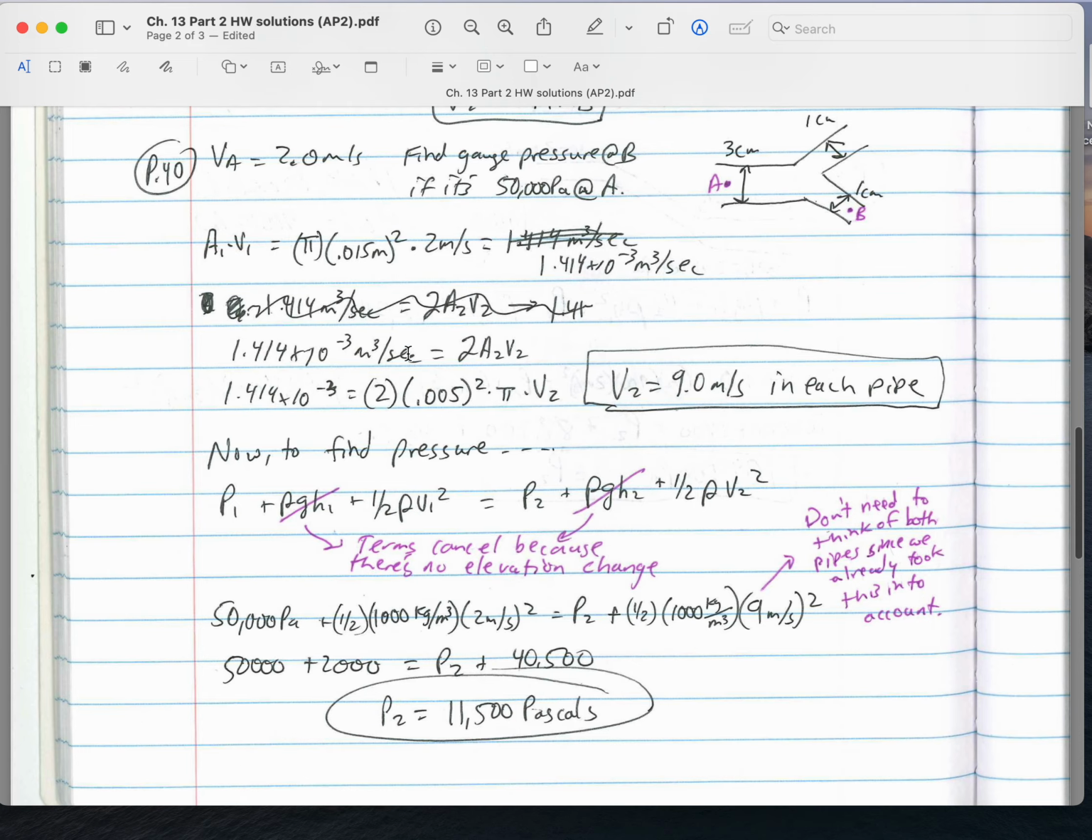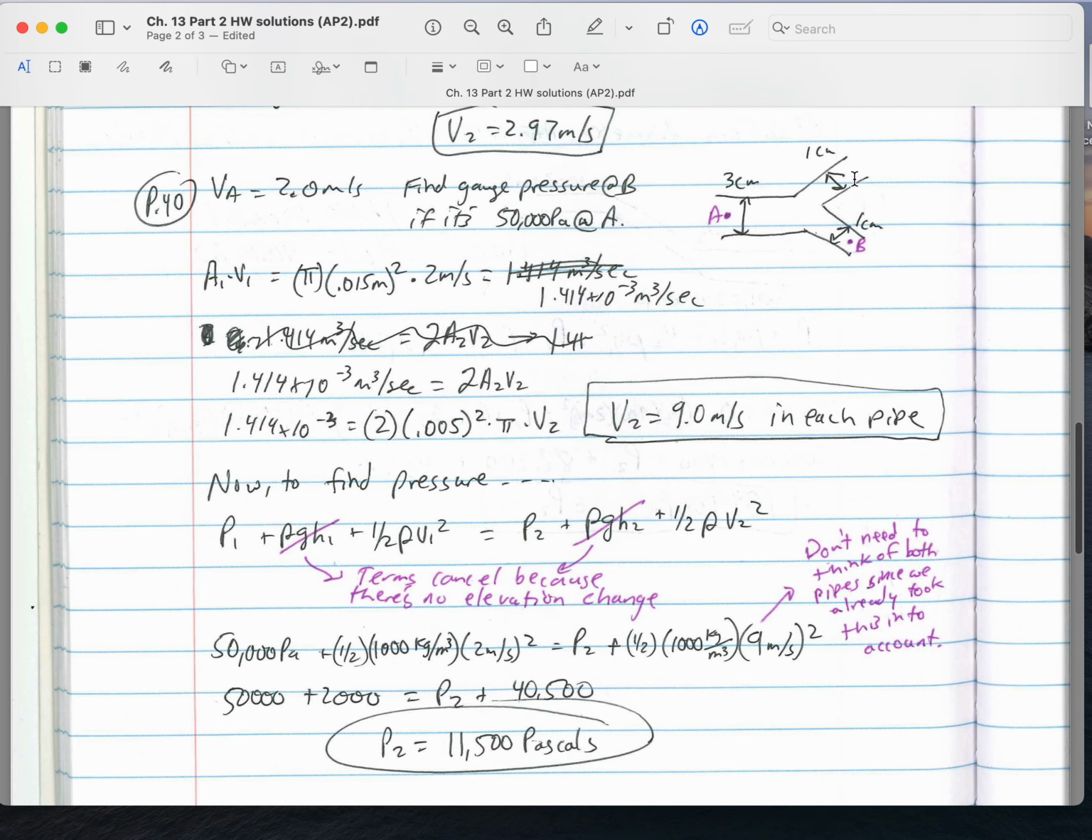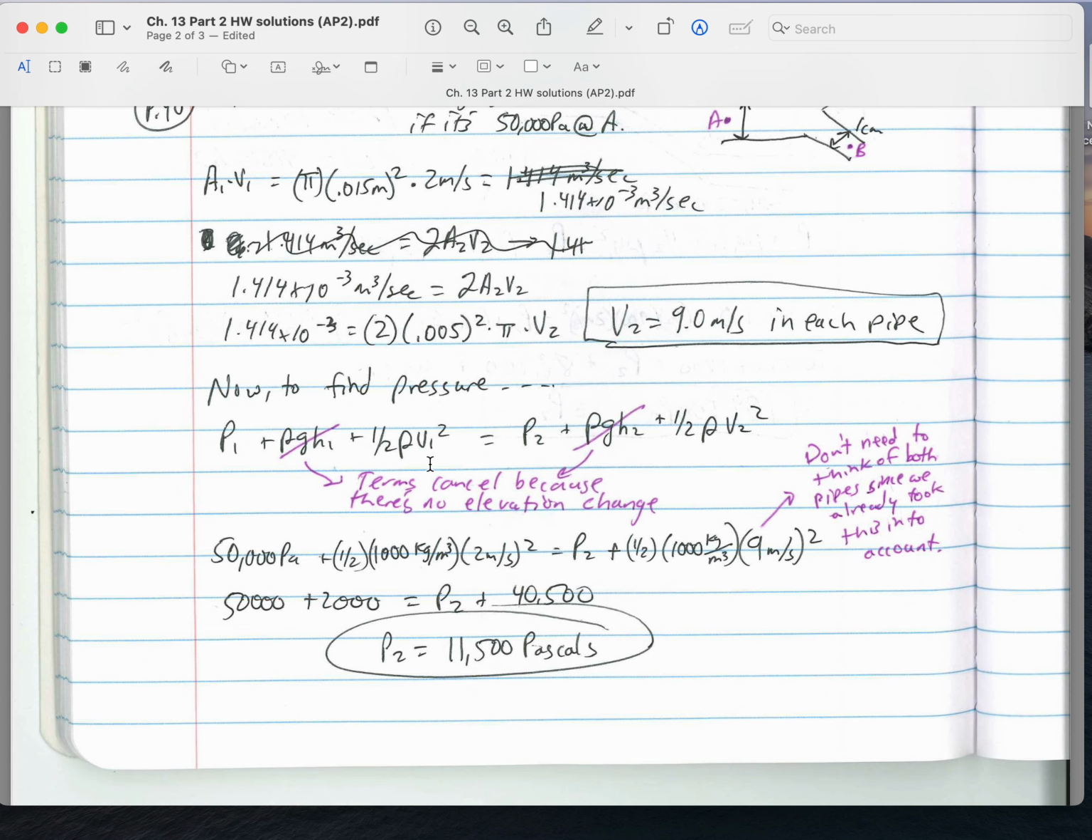So significantly faster than what was up here. But if it was a 1 centimeter, if there was only one pipe there, and the area would be 1/9 as much, then it would be 18 meters per second. By the way, 9 times the speed. And here it's only 4.5 times because it's split among two pipes. Sorry, talking a little too long about that.